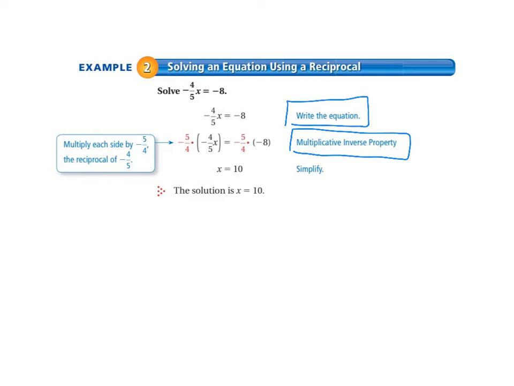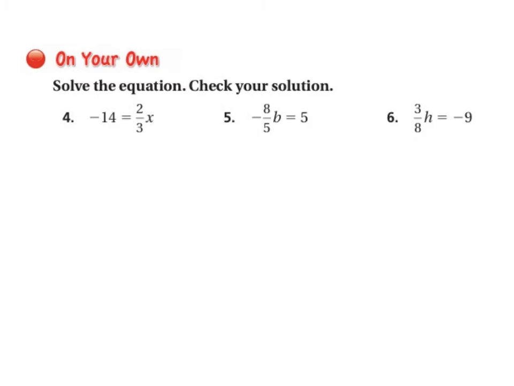So on the left, that's going to give us a 1x, or just an x. And on the right, when we multiply that out, that gives us a 10. So we end up with x equals 10. So when we move on to the next slide, now let's do our next set of on your own problems. Again, remember that you are doing these with me and copying them into your notebook.